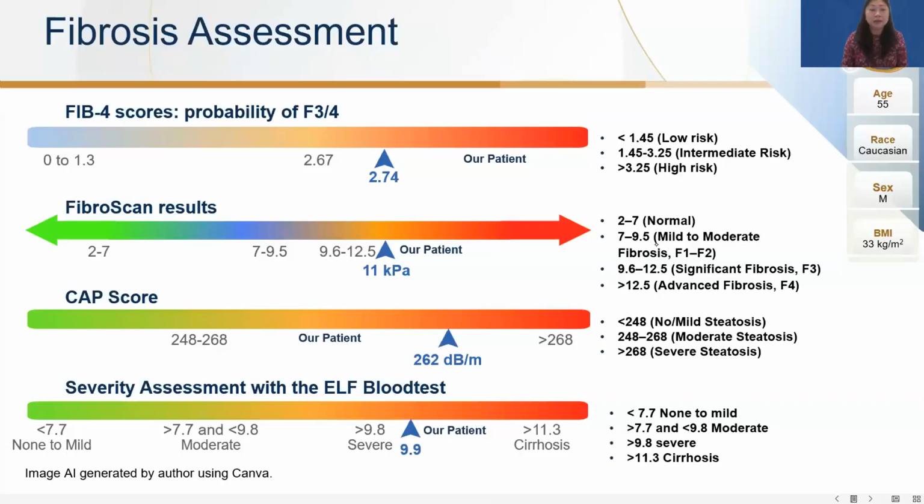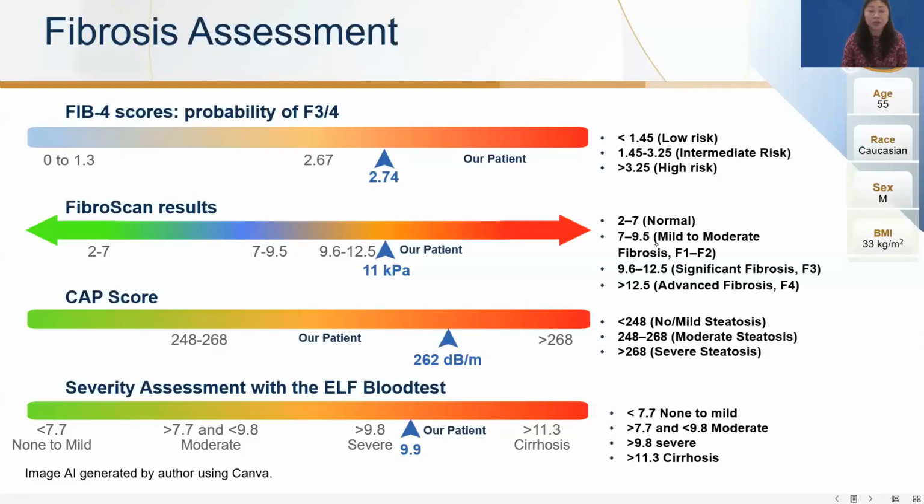So using NITs, these are his fibrosis assessments. FIB-4 is a simple online calculation that you can do using age, ALT, AST, and platelet counts. If you are using an EMR like Allscripts or Epic, this will automatically be calculated for you. So his FIB-4 is 2.74. So we look here on the right-hand side, that puts him in that intermediate risk category.